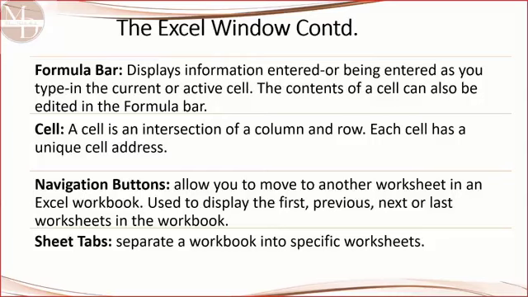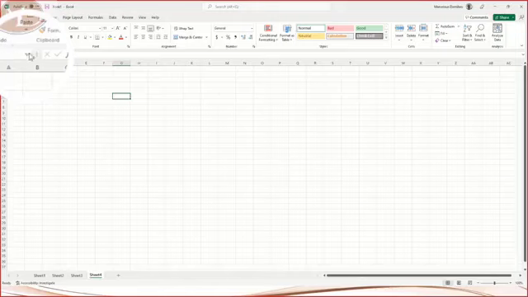Then you have your cell. A cell is defined as the intersection of rows and columns. Each cell has a unique cell address. Now, let's quickly look at that. Here's your unique cell address. Look towards your left-hand side. Can you see my cursor is hovering over the name box? You will see what is called G6.